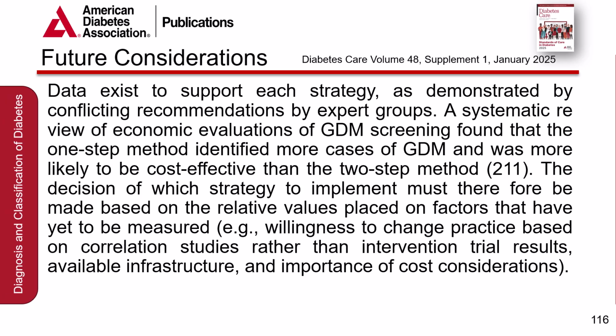Future considerations. Data exist to support each strategy, as demonstrated by conflicting recommendations by expert groups. A systematic review of economic evaluations of gestational diabetes mellitus screening found that the one-step method identified more cases of gestational diabetes mellitus and was more likely to be cost-effective than the two-step method. The decision of which strategy to implement must therefore be made based on the relative values placed on factors that have yet to be measured, such as willingness to change practice based on correlation studies rather than intervention trial results, available infrastructure, and importance of cost considerations.